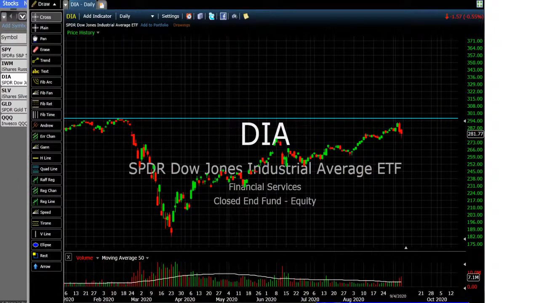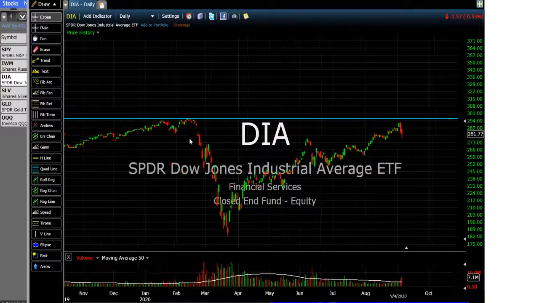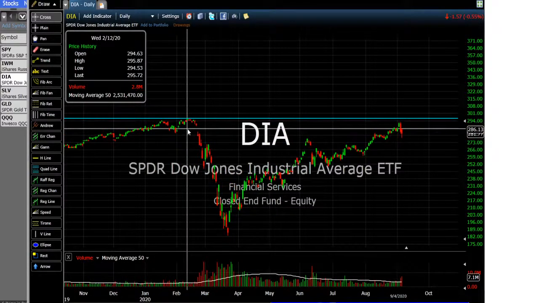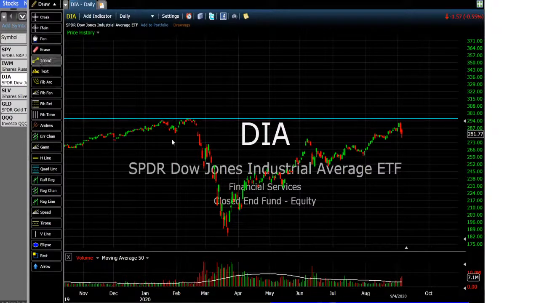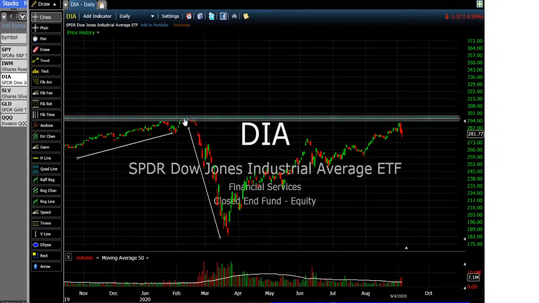So let's go to the chart and let's speak about this. As you see, Dow Jones, this is the high that we have seen before the market collapse. On the 12th of February, there is a downtrend. This is a cycle in the market, a downtrend, because the market before it was going up, now it stops, it's going down in downtrend.